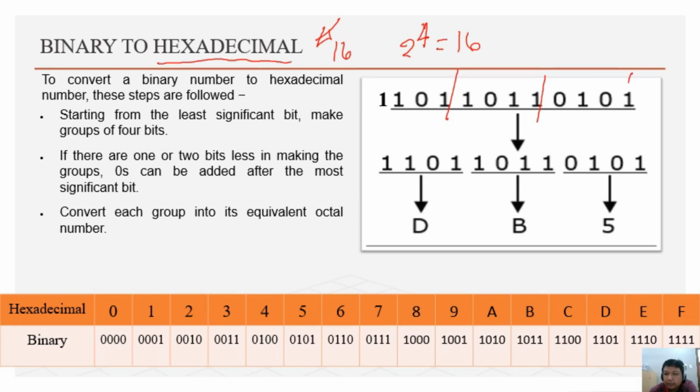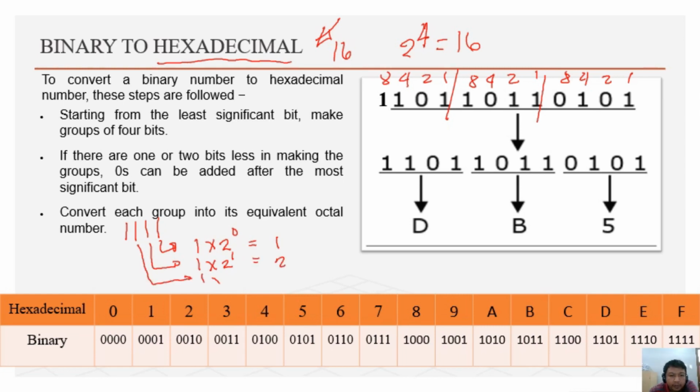Again, if you are going to have the positional values, this is 1, 2, 4, 8; 1, 2, 4, 8; 1, 2, 4, 8. So how did we get 1, 2, 4, 8? If we have 1, 1, 1, 1, we multiply 1 times 2 raised to 0, that is equivalent to 1. 1 times 2 raised to 1 is equivalent to 2. Here we have 1 times 2 raised to 2, we have 4. And here we have 1 times 2 raised to 3, we have 8. That is why we can simply say that these are 1, 2, 4, and 8.